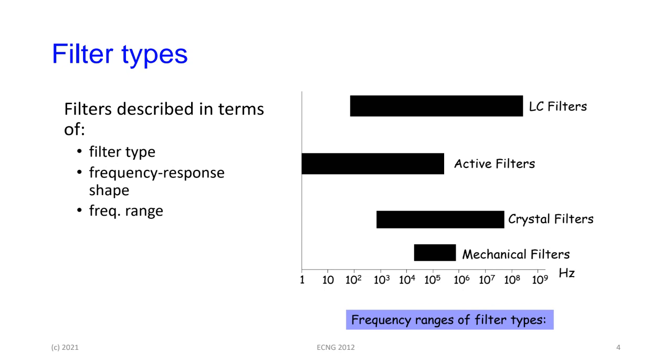The active filters, which is the second bar, run somewhat lower in their upper frequency simply because they are limited by the frequency response of the operational amplifier. Now, there are modern op amps that go up very high in frequency, so it's possible to get active filters now that go up almost to the gigahertz range as well. Of course, designing those is a whole study of its own, not something that you can breadboard and make, as we mentioned before.